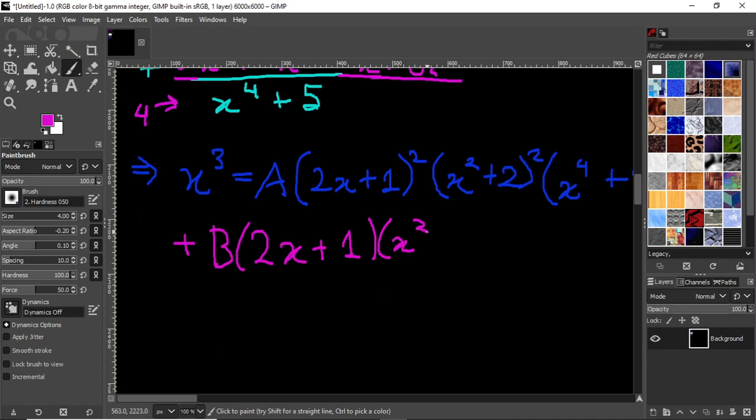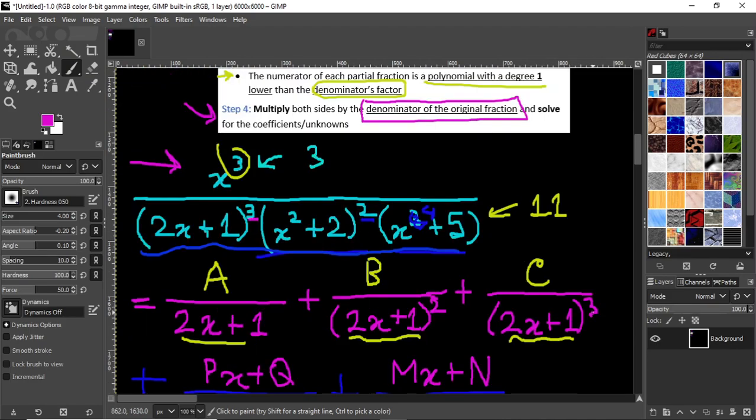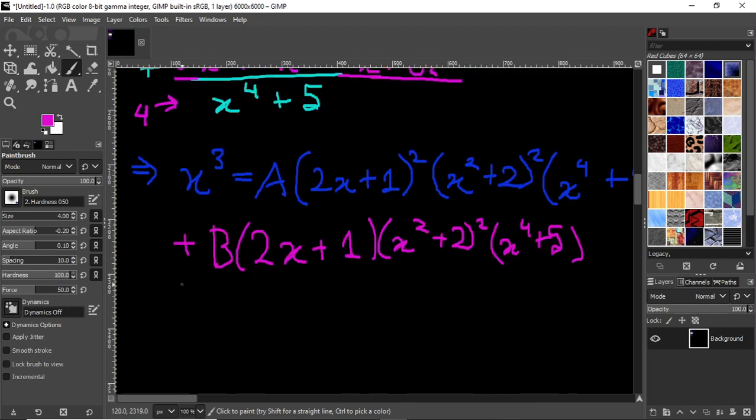Okay, x squared plus 2 squared, x to the 4 plus 5, and the last one is c, 2x plus 1 cubed, and 2x plus 1 cubed would cancel out. You only have c, 2x c, x squared plus 2 squared, x to the 4 plus 5.